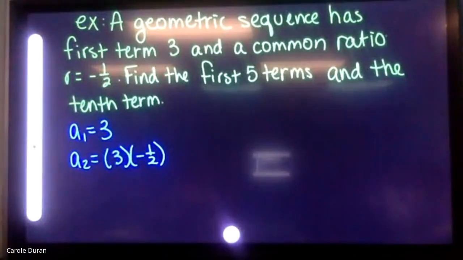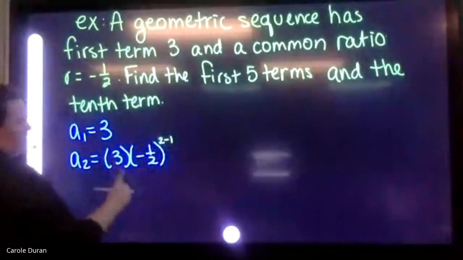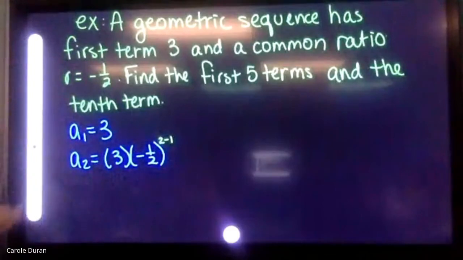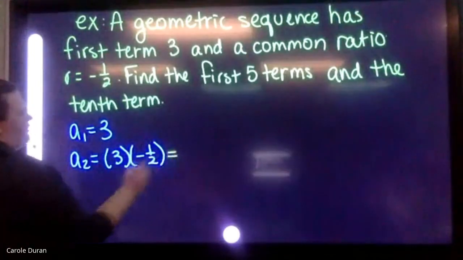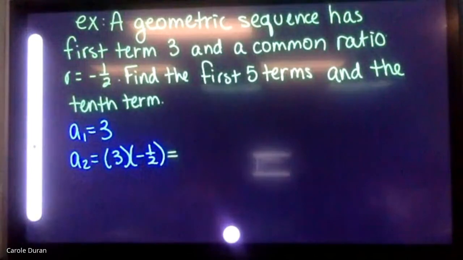Why? Because I already know what my first term was, so why would I go through the whole nth term formula when I can just say first term times -1/2? Which is the same thing because it's the first term times my ratio to the 2 minus 1 power, which is just 1. It's the same thing. So then I multiply those together and I get what as my second term? -3/2.